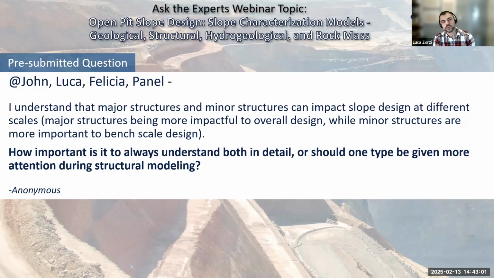So doing an analysis of your minor structure can help understand if your structural domain defined by the major structure should be subdomained, because each of the secondary structures actually works as a subdomain boundary within your joint systems. So they come as a package. You cannot overlook one in favor of the other.